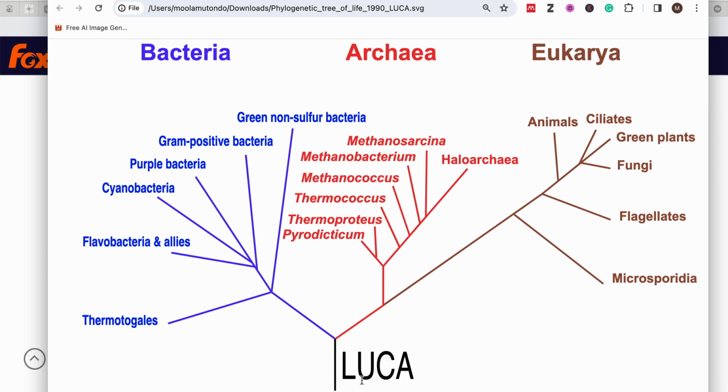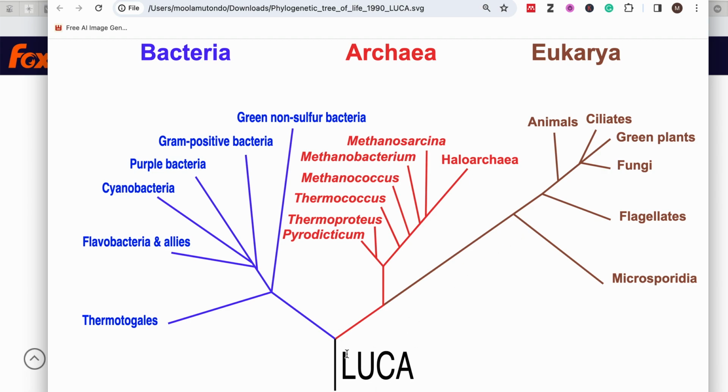So at the base of the tree, you can see this LUCA, and when we talk about LUCA we mean the last universal common ancestor. So this was the organism that is pointed to by all of the 16S and 18S genes when you look at their relatedness. It seems to point to a point at which one organism was the actual forerunner for the rest.